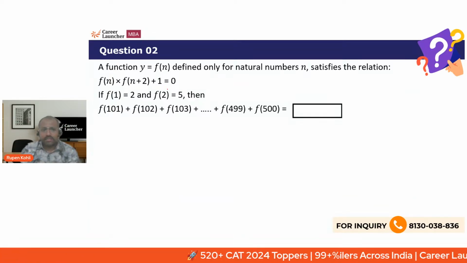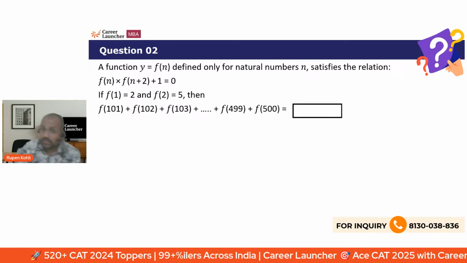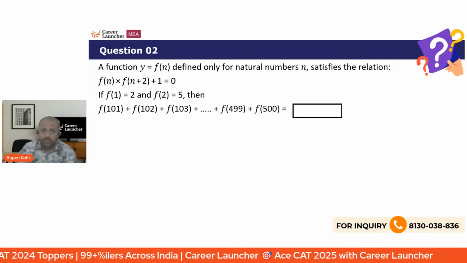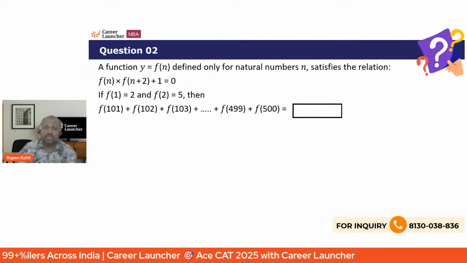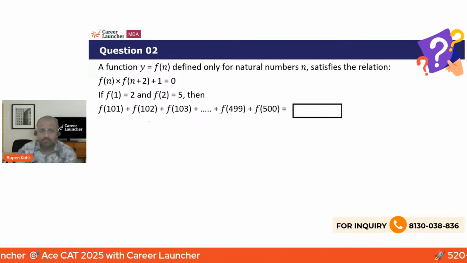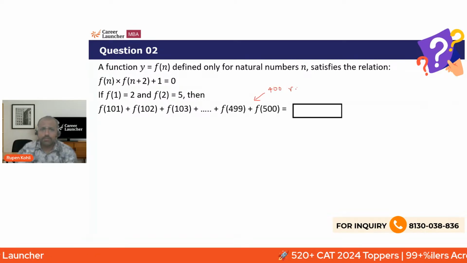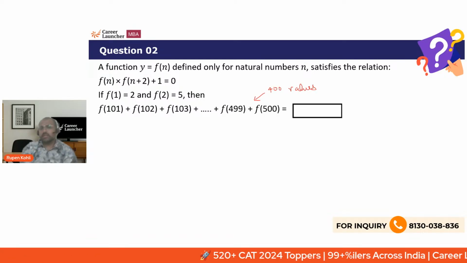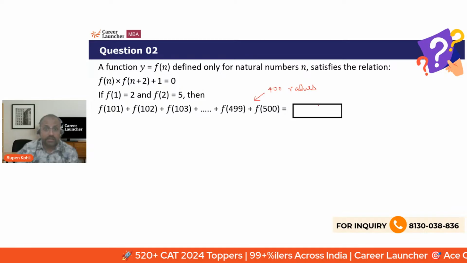And then you can see that for the first two natural numbers f of 1 and f of 2, the value is given, and we are asked the value of this summation, the sum of the values of the function from f of 101 to 500. These are 400 values, right? These are from 101 to 500. These are 400 values, isn't it?